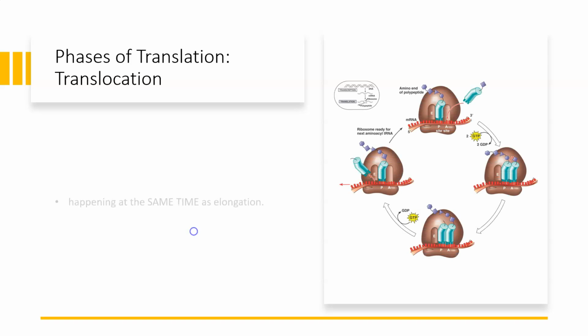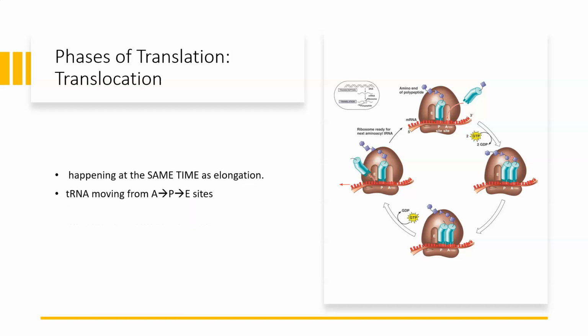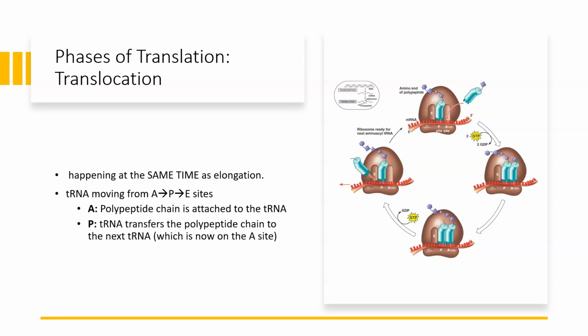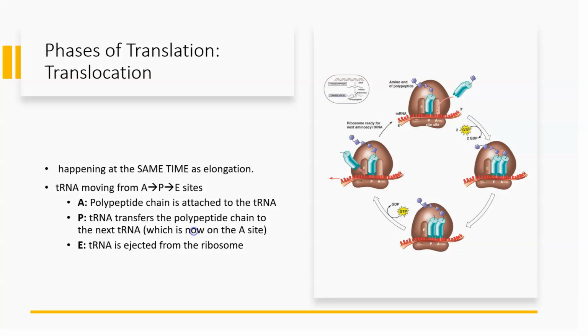Okay, next phase is translocation, and this is happening at the same time as elongation. Our tRNA moves from A to P to E sites. At A, the polypeptide chain is attached to the tRNA. At P, the tRNA transfers the polypeptide chain to the next tRNA, which is now on the A site, and at E, the tRNA is then ejected from the ribosome to go and get its new amino acid.